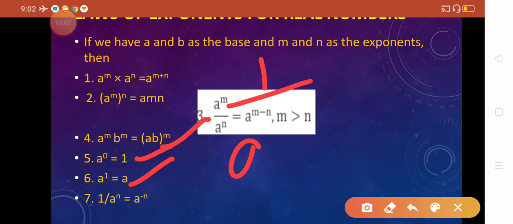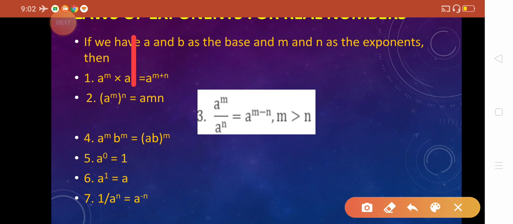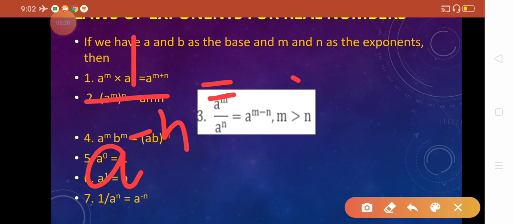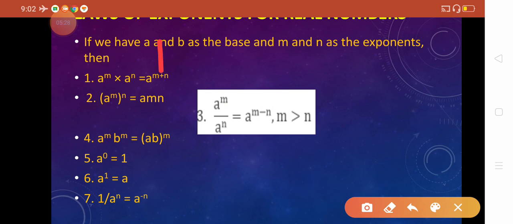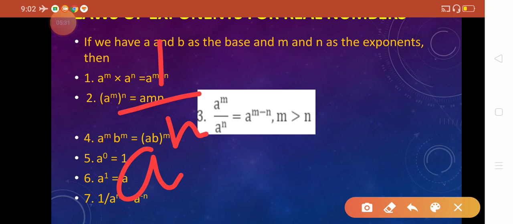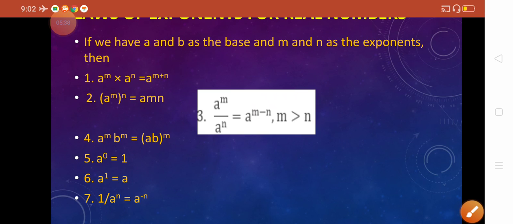Whenever we have 1 divided by a raised to power n, whenever the power is in the denominator and we take it to the numerator, we change the exponent sign. Plus becomes minus and minus becomes plus. If it is written as 1 upon a raised to power minus n, you can write it as a raised to power n. Similarly, when the power is given as a positive value, we change it to negative when we take it to the numerator. That is all about the laws of exponents that we have to use to solve Exercise 1.6.